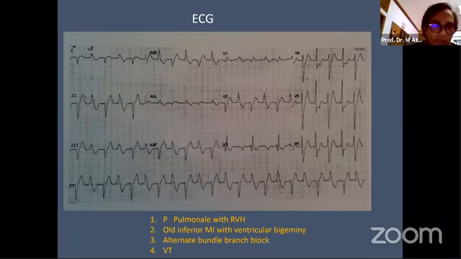Options: pulmonary hypertension with right ventricular hypertrophy, old inferior MI with ventricular bigeminy, alternate bundle branch block, VT.